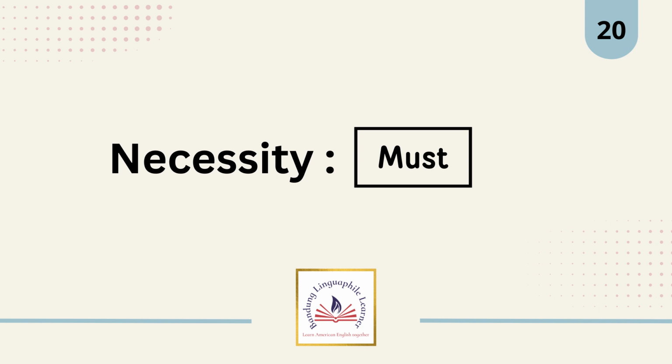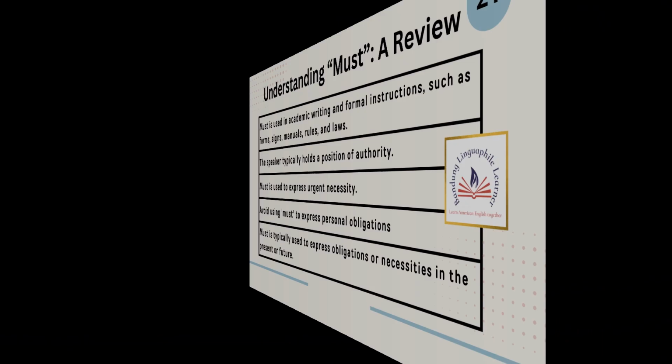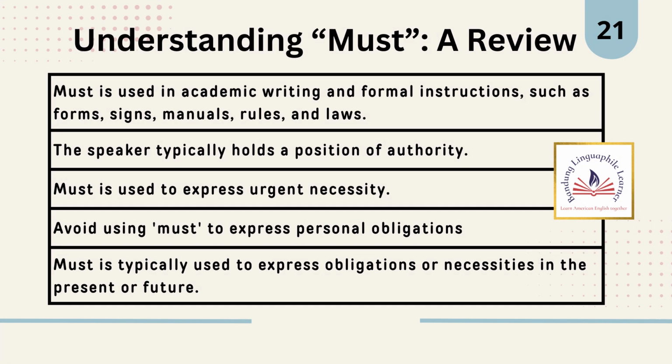Must is commonly used to express necessity. Understanding must, a review. Number 1, must is used in academic writing and formal instructions such as forms, signs, manuals, rules, and laws. Number 2, the speaker typically holds a position of authority. Number 3, must is used to express urgent necessity.